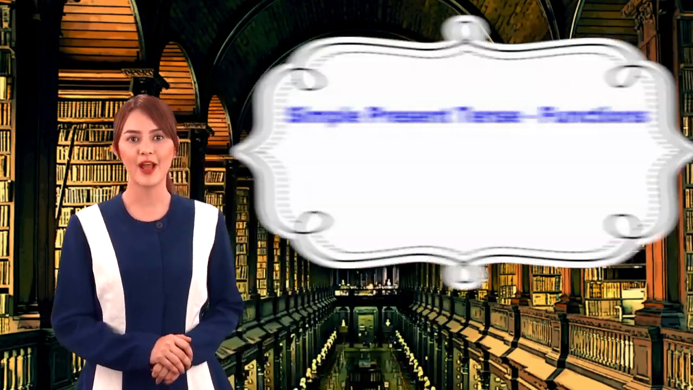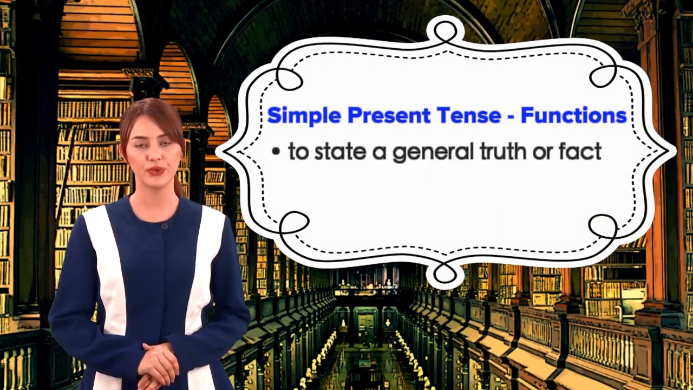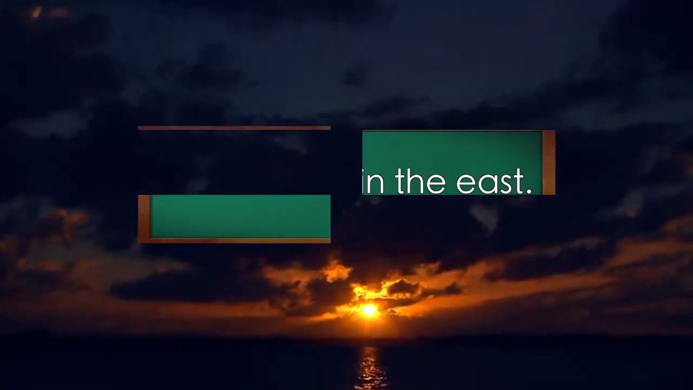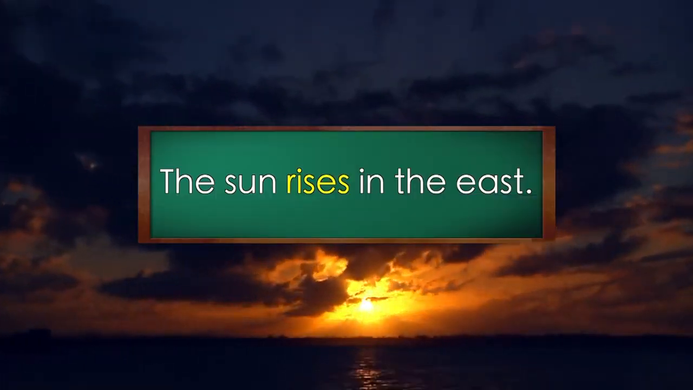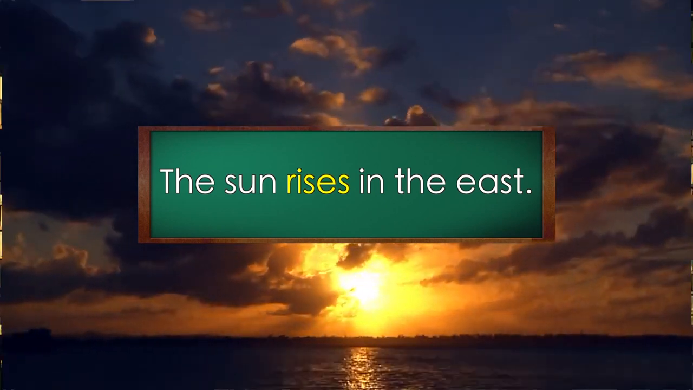The simple present tense has two functions. First, we use the simple present tense to state a general truth or fact. For example, the sun rises in the east. This is a fact that we see every morning when we wake up from sleep. The sun will always rise in the east because of the Earth's rotation.